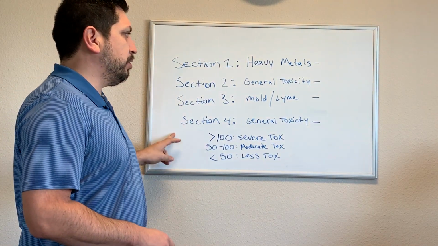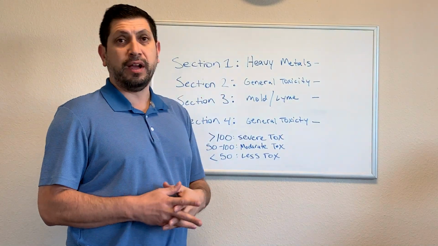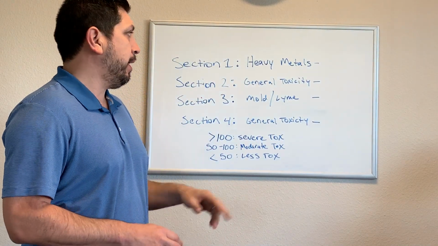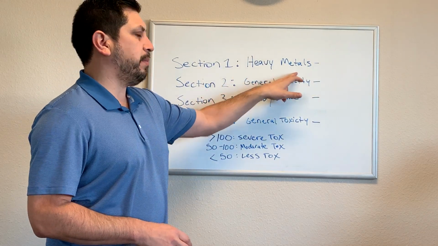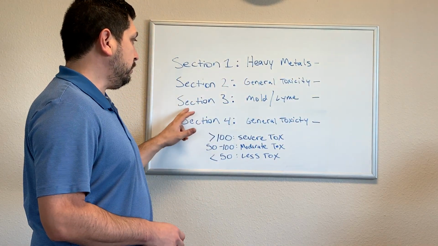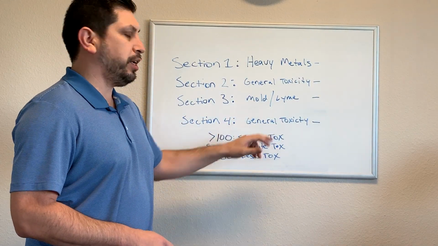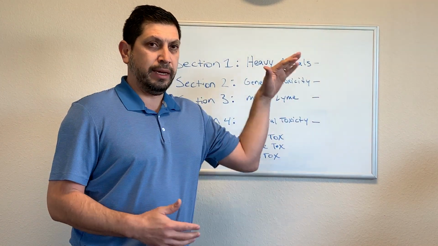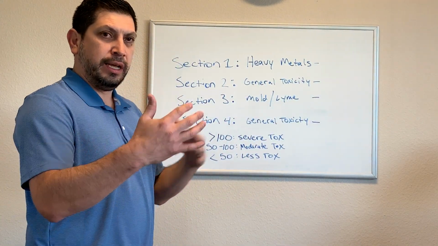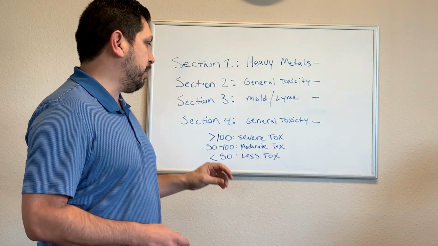There are 4 sections that you completed. Each section has a specific form of toxicity that we're trying to identify. So section 1 is looking for heavy metals. Section 2 is general toxicity. Section 3 is mold or lime. Section 4 is general toxicity. So depending on how you scored in each of those sections, it can indicate an overburden in one of those areas.